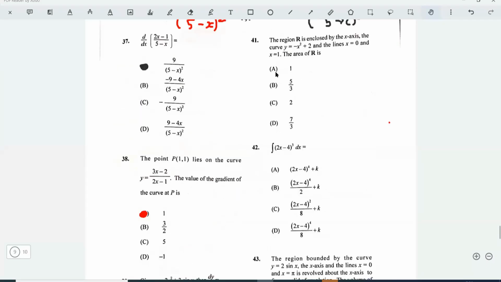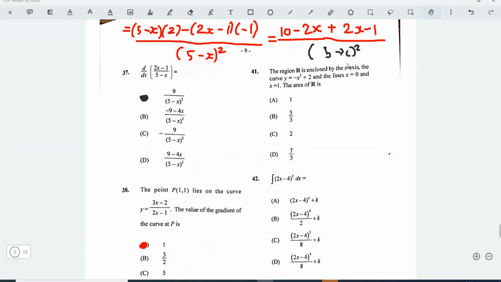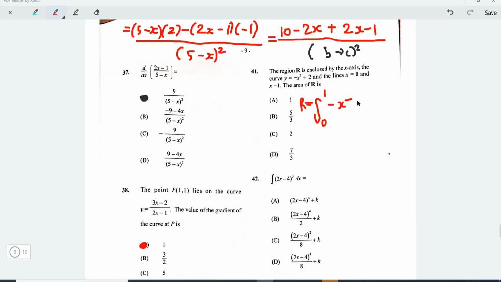Question 41. It says the region is enclosed by the x-axis and the curve, and the lines x equals 0 and 1. Find R. R is the area, and the area is the integral from 0 to 1 of the curve, minus x squared plus 2 dx. That's how you find area.